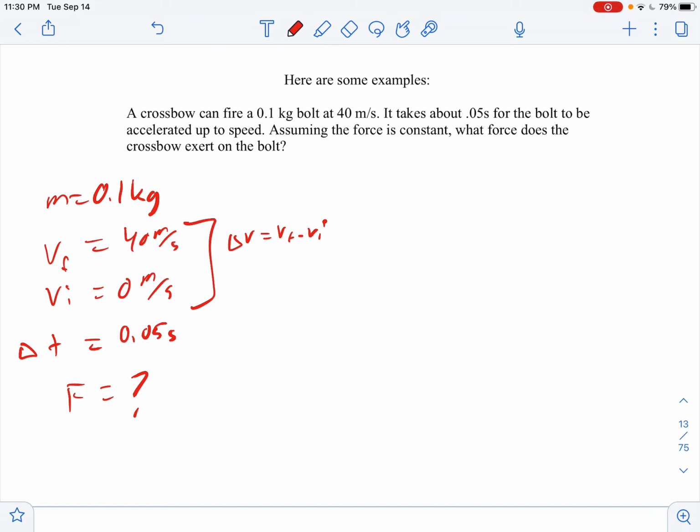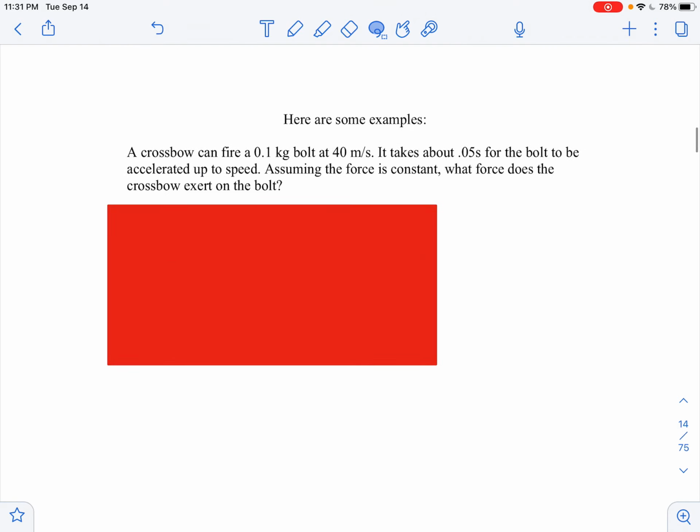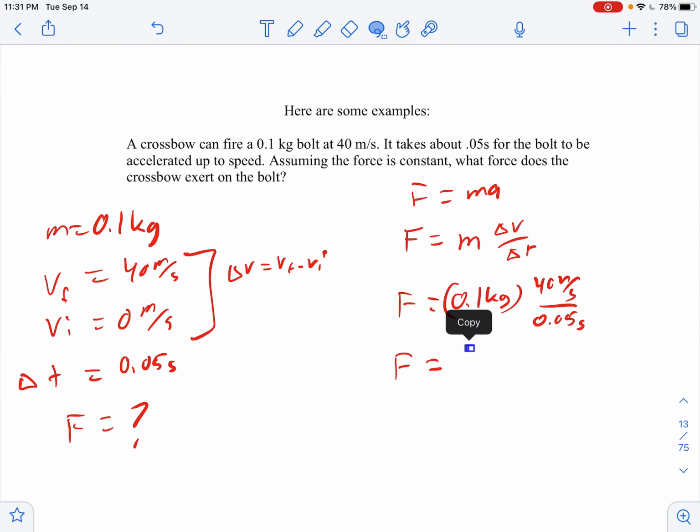So Newton's second law says F equals ma. Remember that the acceleration is really just the change in velocity with respect to time. So if I have a 0.1 kilogram mass, the change in velocity, 40 minus 0, is still just 40 meters per second. And it takes 0.05 seconds to do that. So math, and don't tell anybody, but I have a little cheat sheet over here so that I don't have to do the math. So I get 80.